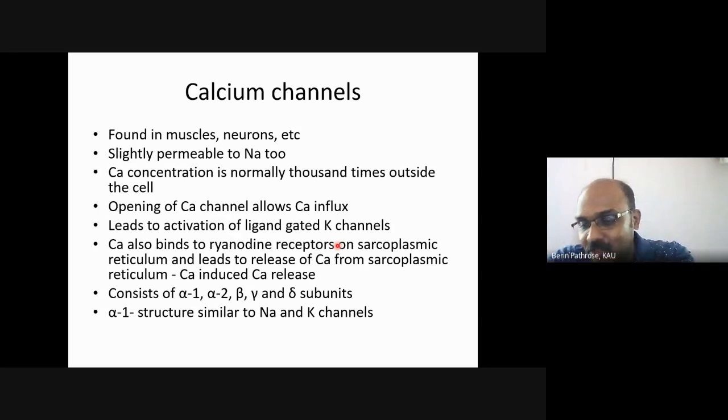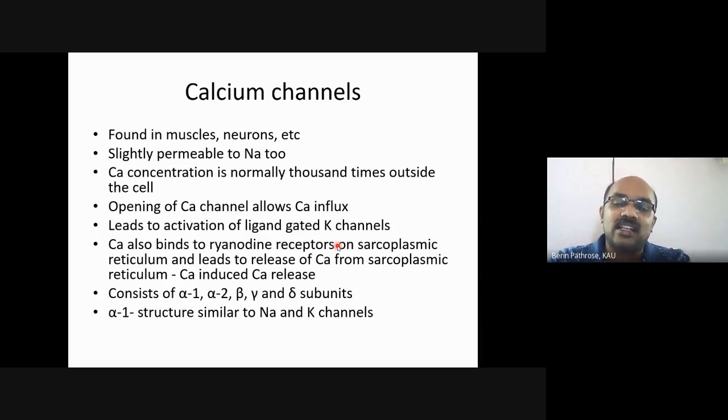Calcium concentration increases inside the sarcoplasm, and the increase in the level of calcium ions in the sarcoplasm leads to the release of calcium from the stored calcium in the sarcoplasmic reticulum into the sarcoplasm. So this is called calcium induced calcium release. This is what happens in muscle cells normally.